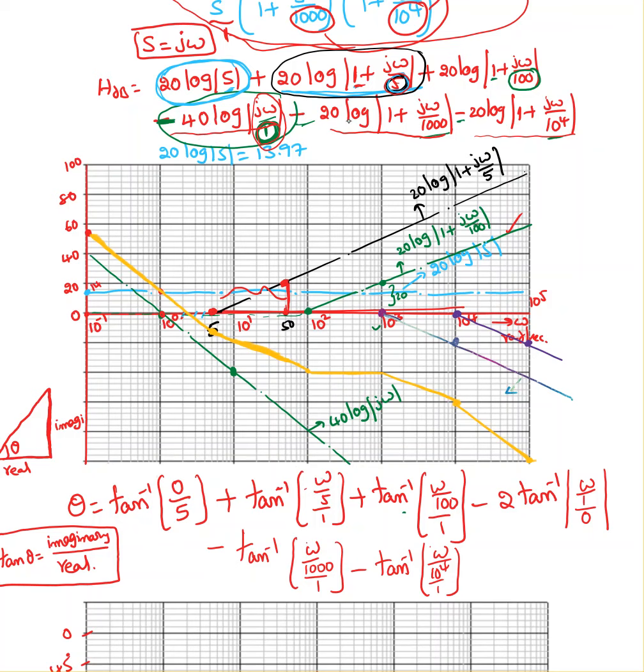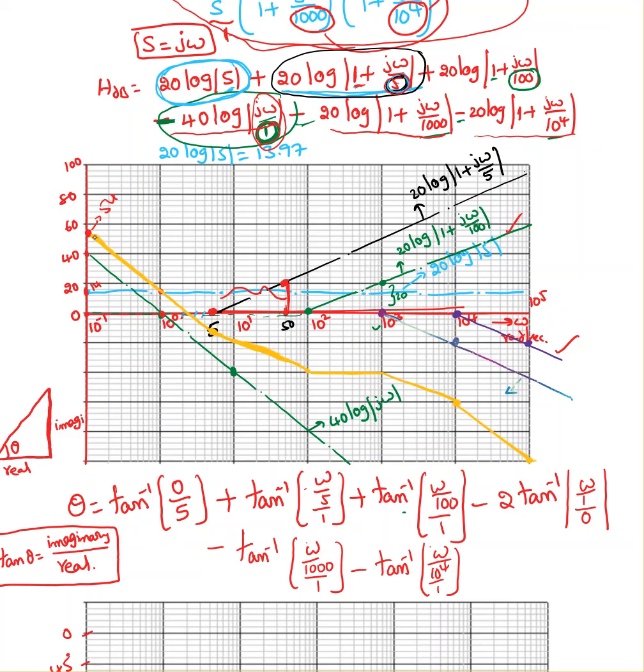Now another one is at 1000, it will have another line at 20 dB per decade. At 10,000 another line at 20 dB per decade. Now we're going to add them together. So the final line is the yellow line. So here initially at 10 to the power of minus 1, what is the total magnitude? Here I have 14 plus 40. So this must be around 54 at that point. Magnitude is 54 at that point.